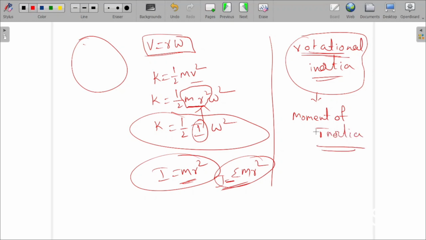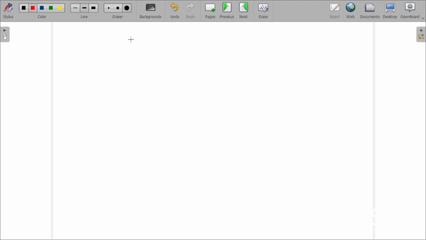Let's see some points on it. This moment of inertia I = mr². Is it a scalar or a vector? I = mr². It is not a scalar, and it is not a vector either. It is a tensor quantity.